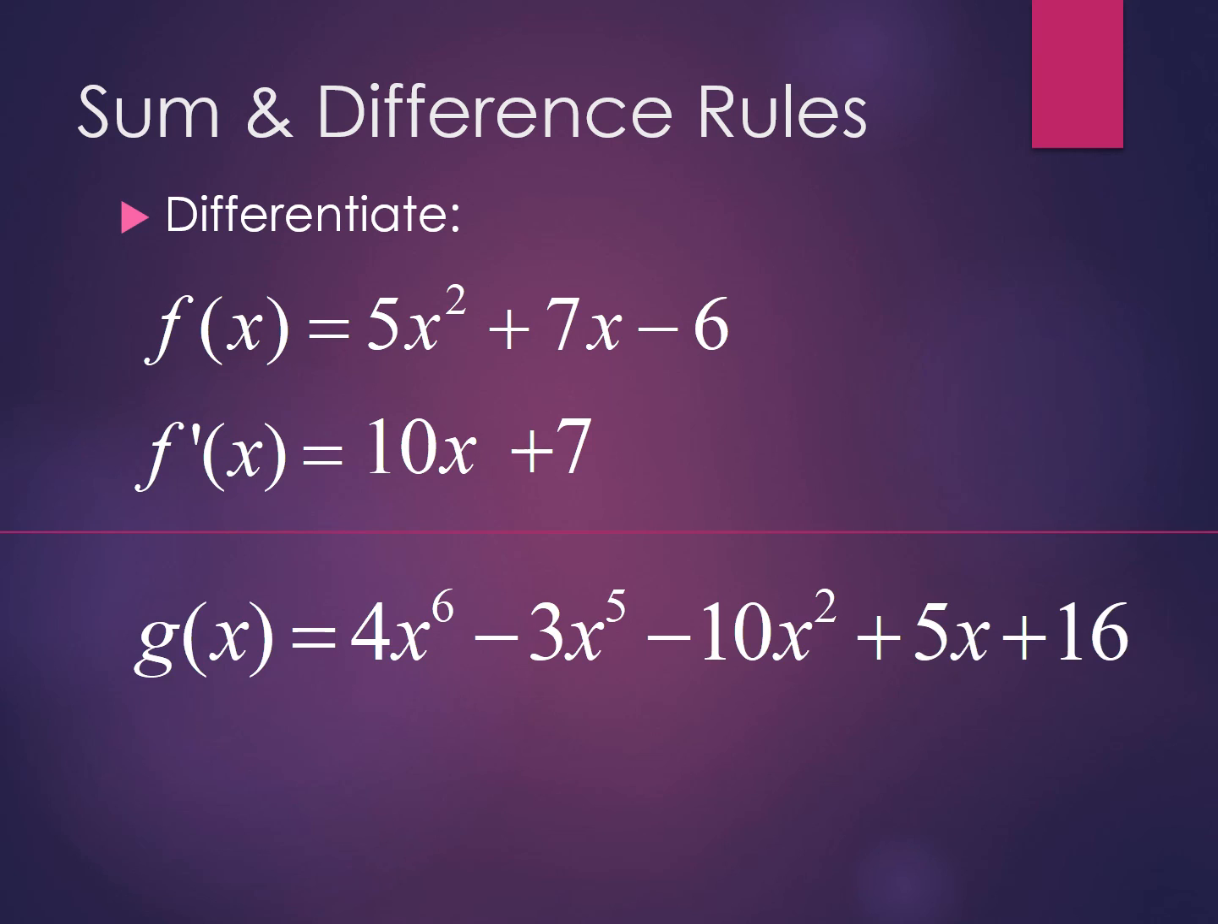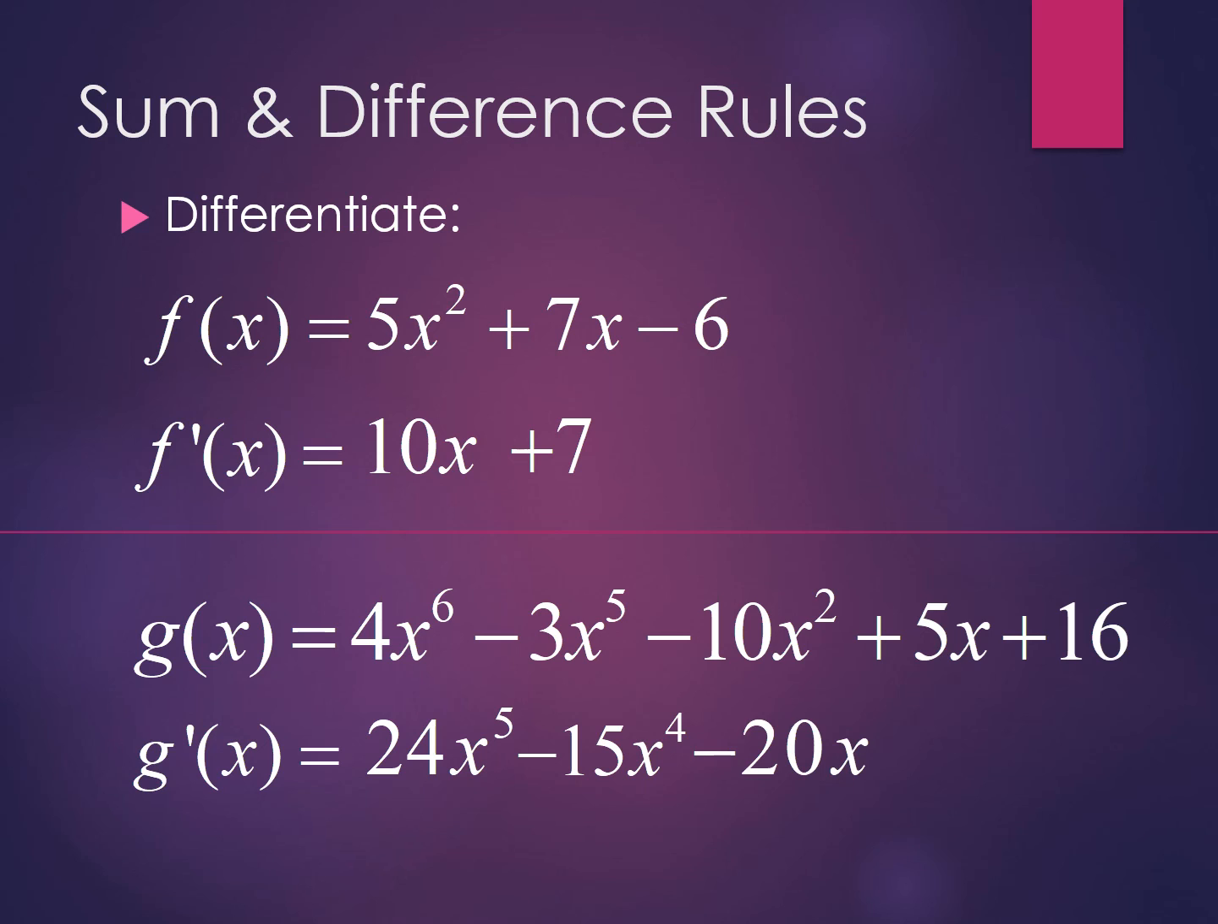So let us have another one. g of x equals 4x to the 6th minus 3x to the 5th minus 10x squared plus 5x plus 16. In here, let us differentiate one by one. So g prime of x equals 24x to the 5th minus 15x to the 4th minus 20x plus 5, because the derivative of 16 equals 0, so we need not write it. So the final answer is g prime of x equals 24x to the 5th minus 15x to the 4th minus 20x plus 5.